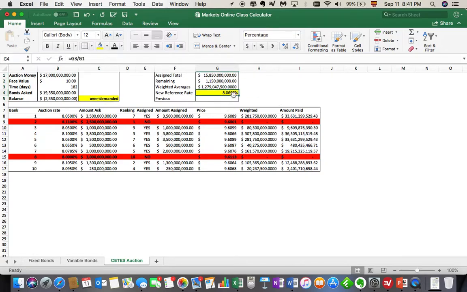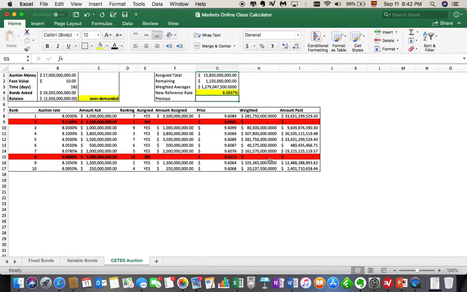Now, if you see this number, you'll be able to check it by seeing all the rates and checking if this rate is within the range of all the assigned banks' rates. Okay, so 8.0697 is within the range of these rates. You will always have to have it within that range. If not, something's wrong with your calculation. All right? So a little interpretation of this.